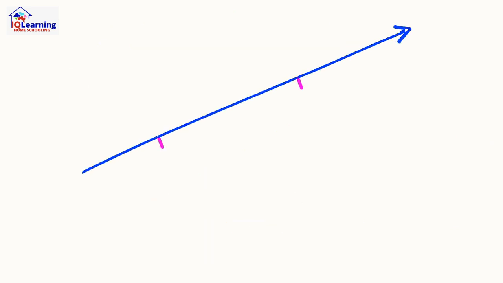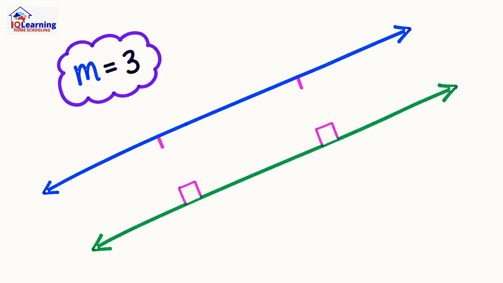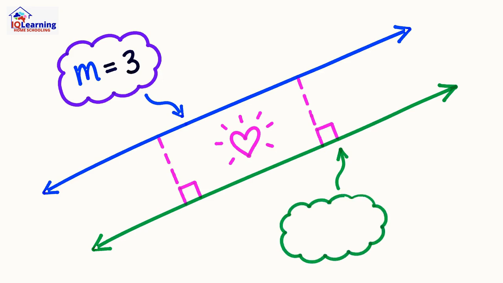For parallel lines, the rule is incredibly simple. They run in the exact same direction, so they must have the exact same steepness. If one line has a gradient of 3, any line parallel to it must also have a gradient of 3. They're a perfect team, always staying the same distance apart, never to meet.